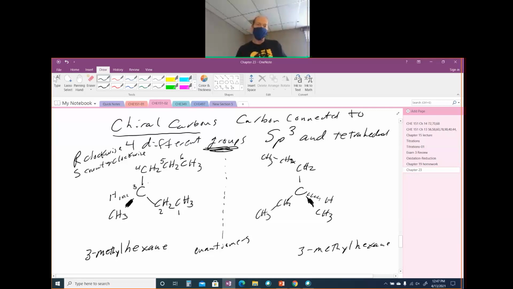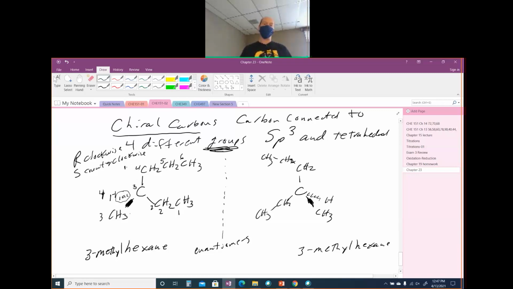All right, and so what you would do is you would assign the largest group 1, then the second largest group 2. So propyl is larger than ethyl, is larger than methyl. And then the smallest group is an H. So you would number the groups from largest to smallest, 1, 2, 3, 4. Then you would follow your 1, your 2, and your 3, with 4 going back, and then see if it's going clockwise or counterclockwise.